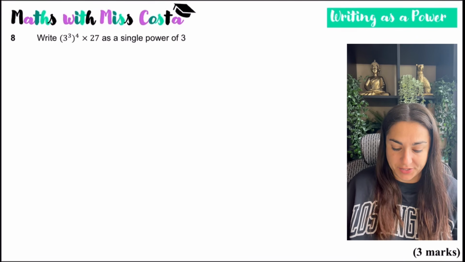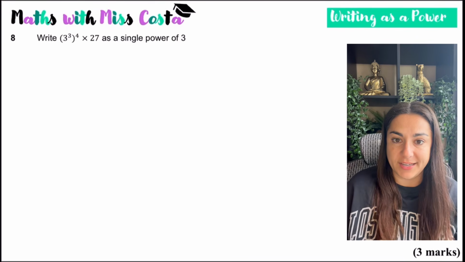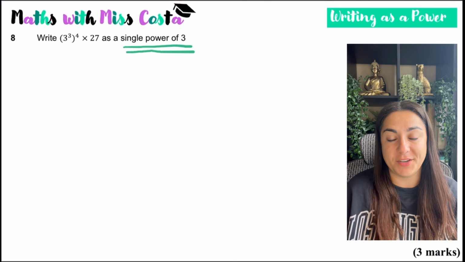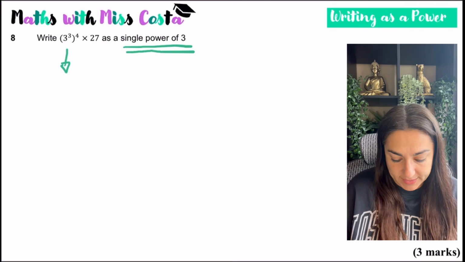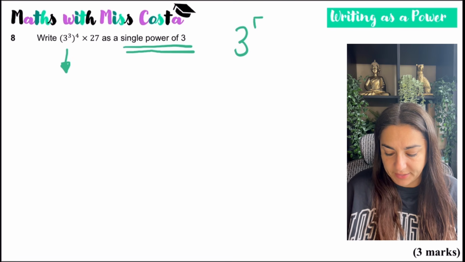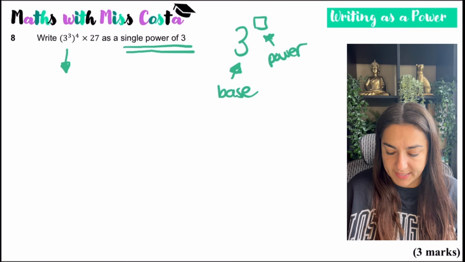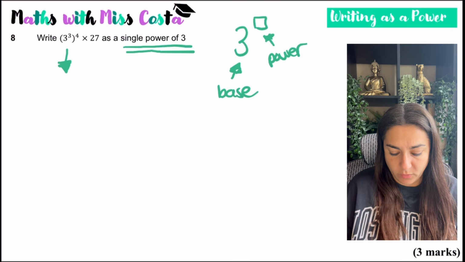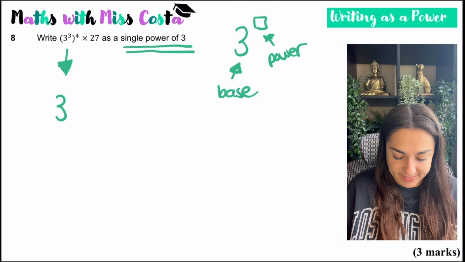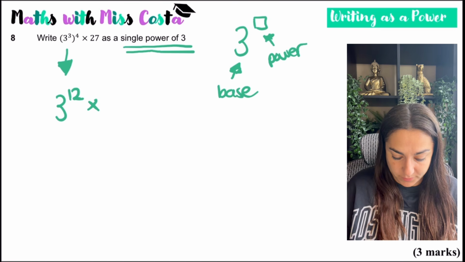Okay, in this question, I'm asked to write a calculation as a single power of 3. Now this is really important because it's basically given you the biggest hint that you need. So this is already a power of 3. So it's 3 to the power of something. This is the base, and that's the power. So all I need to do is simplify. Now with the law of brackets, whenever you've got brackets, you multiply the indices. So that would become 3 to the power of 12.